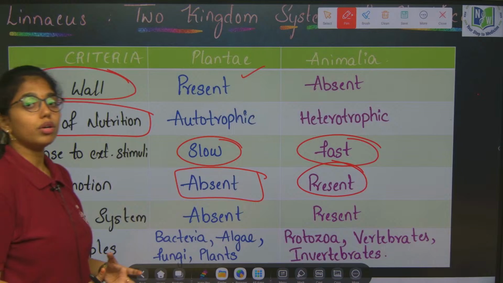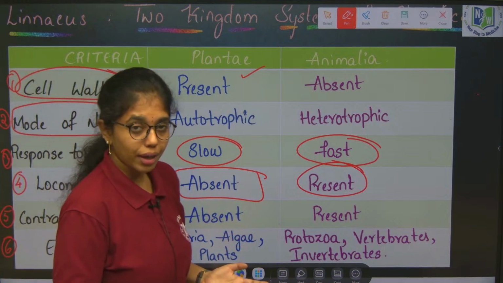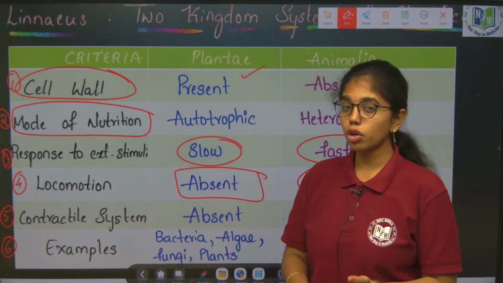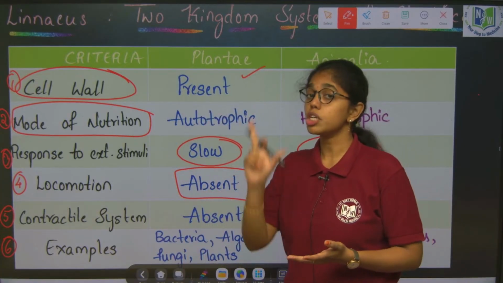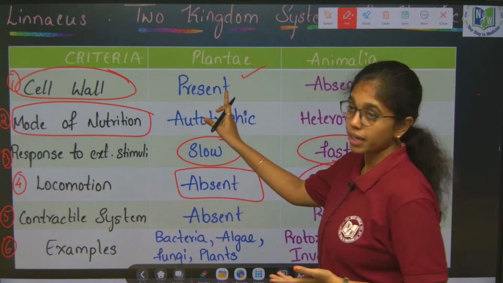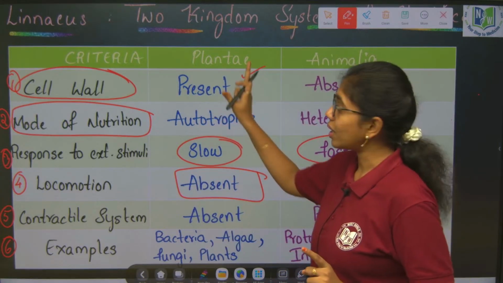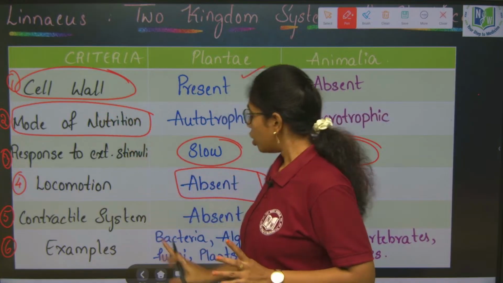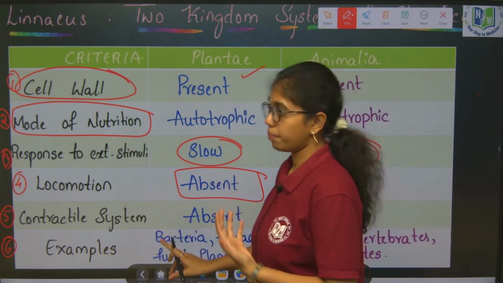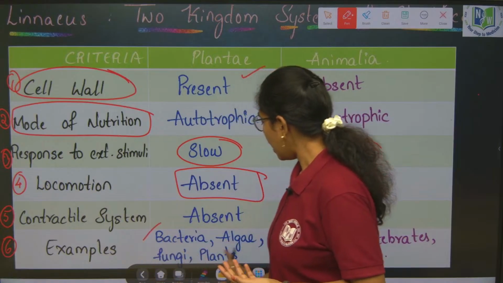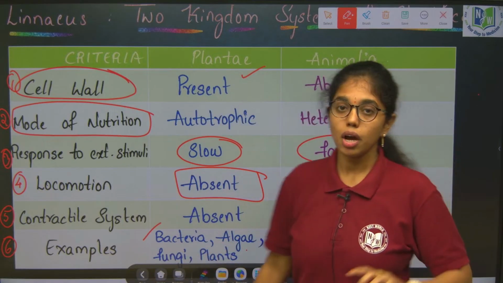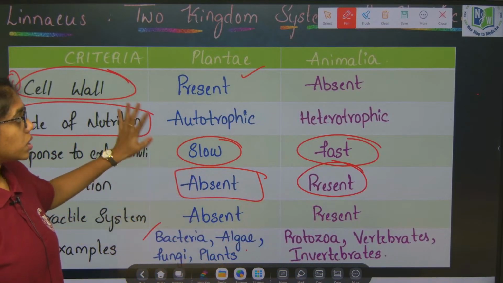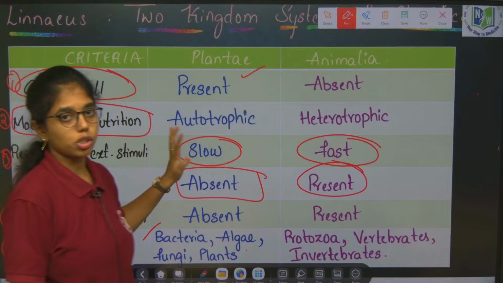Examples, as I told you: be it prokaryotic or eukaryotic, unicellular or multicellular, autotrophic or heterotrophic, all those organisms which have a cell wall are placed under Plantae. That is the reason I told you the major criteria for the two kingdom system of classification is the cell wall. So, the examples under Plantae include bacteria, algae, fungi and plants. For Animalia, protozoa, vertebrates and invertebrates. This is in brief about the two kingdom system of classification.